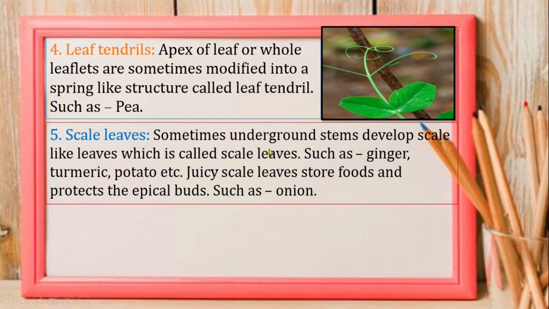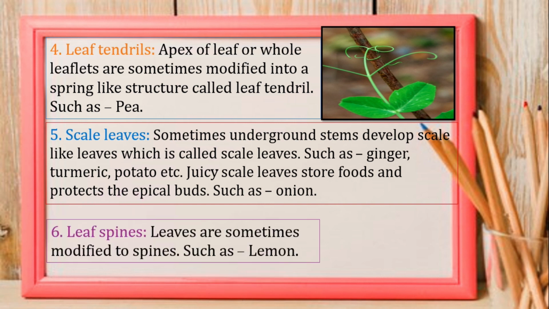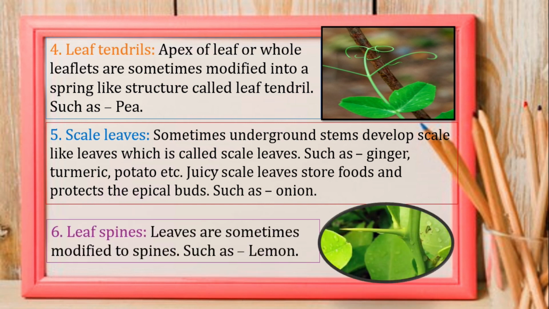Scale leaves. Sometimes underground stems develop scale-like leaves, which are called scale leaves, such as in ginger, turmeric, potato, etc. Juicy scale leaves store food and protect the apical buds, such as in onion. Leaf spines. Leaves are sometimes modified into spines to protect the plant, such as lemon.